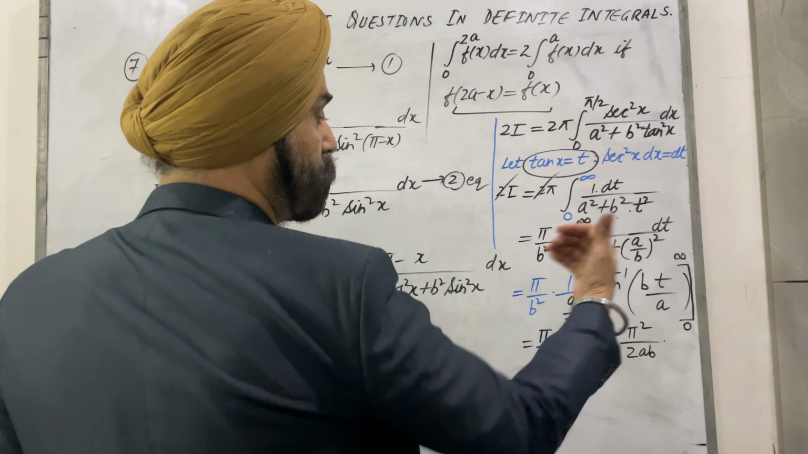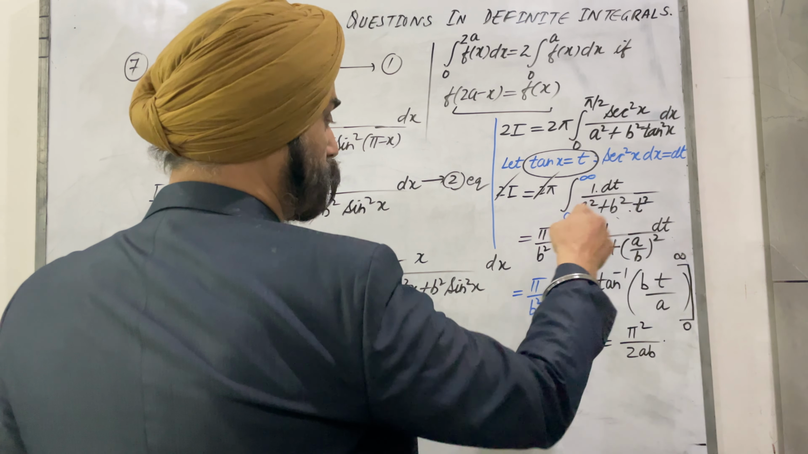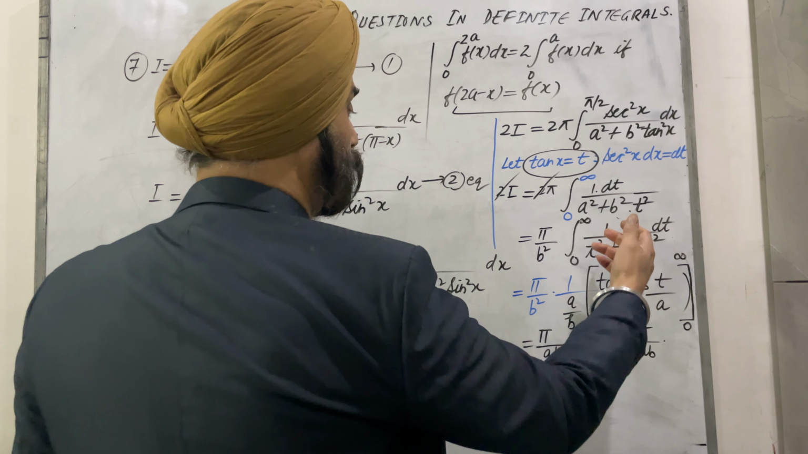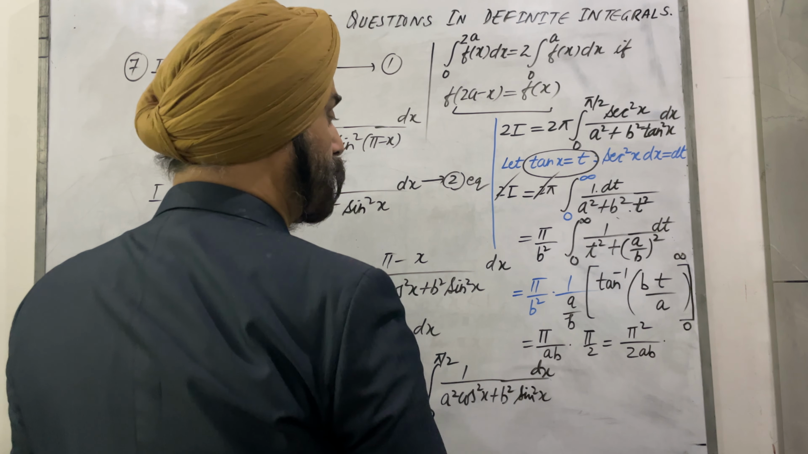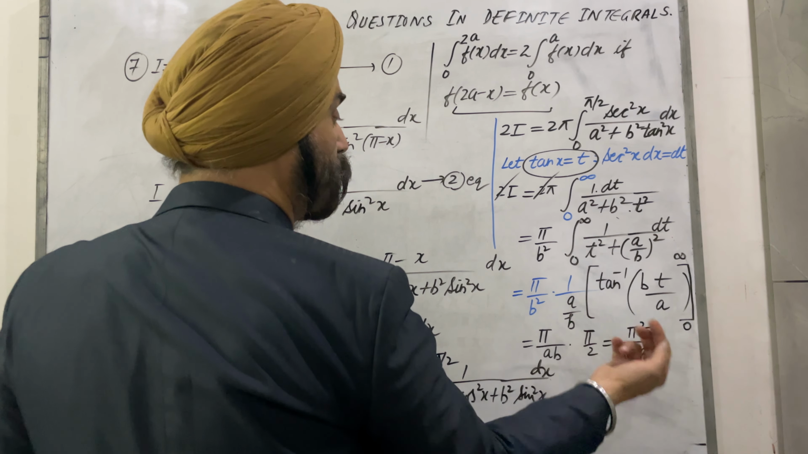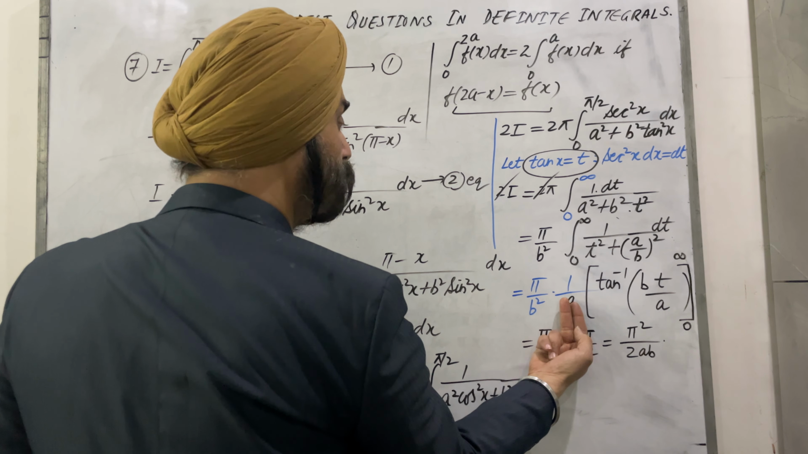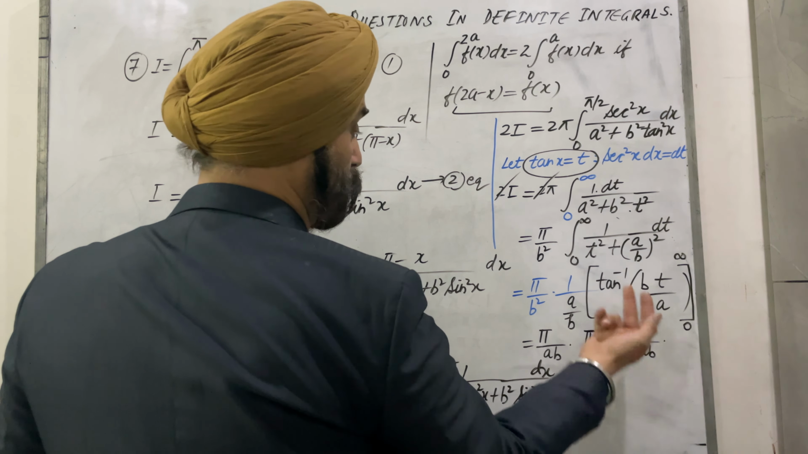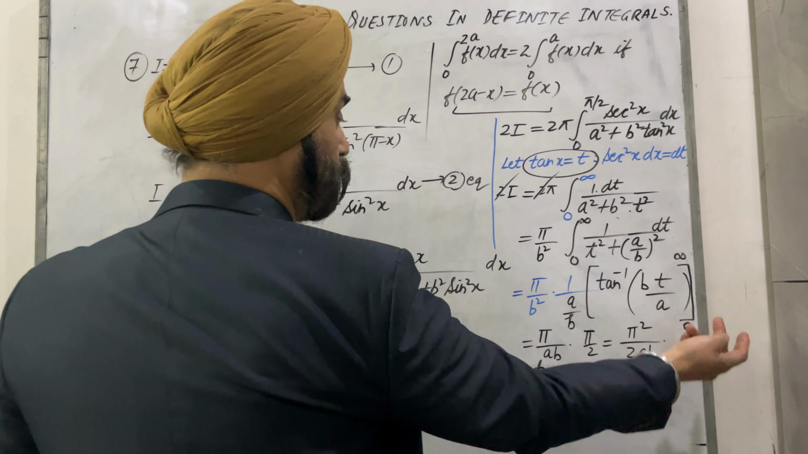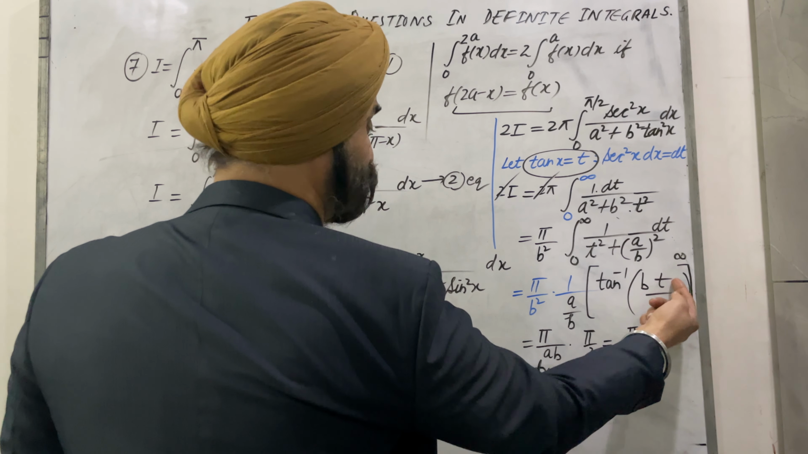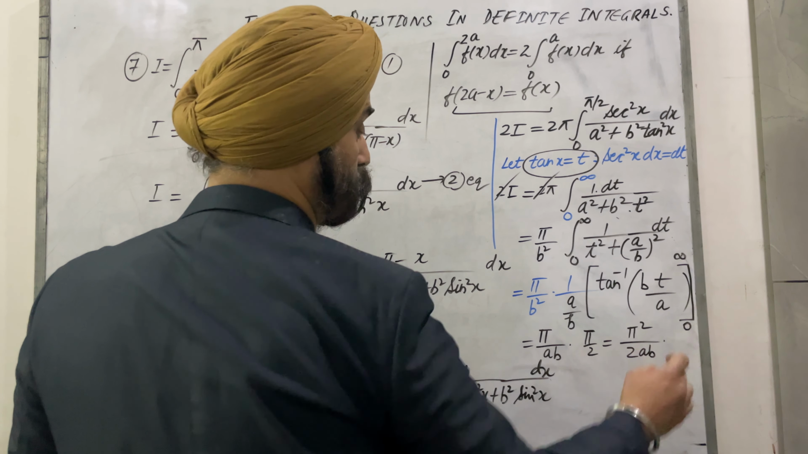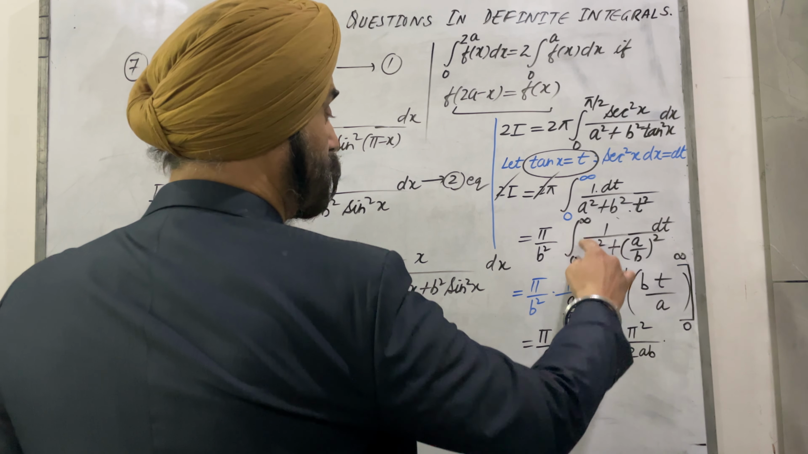Now this can be compared with the standard formula, integration of 1 upon x square plus a square. The indefinite integral has the formula 1 over a tan inverse x by a. In place of a we have a by b, so we write 1 over a by b here, tan inverse of, in place of x we have t, and in place of a we have a by b. So tan inverse of t divided by a by b can again be rewritten as tan inverse bt upon a. Now look at the limits of integration.